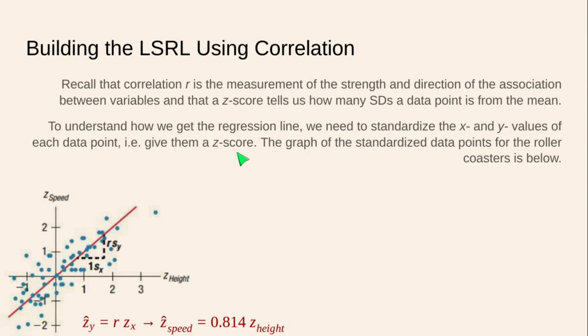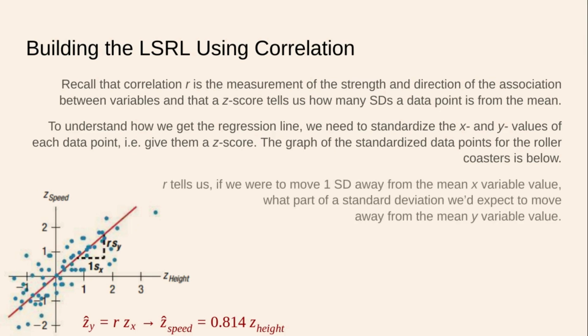The graph of the standardized data points for the roller coasters is below. So we took every bit of roller coaster data and we standardized the x values, standardized the y values, and plotted the new point over here. And you see there's a line of best fit that goes through those standardized data points. Wonder what that has to do with the actual regression line.